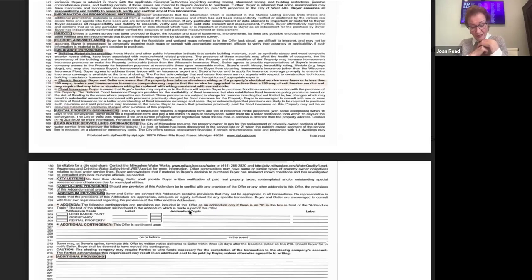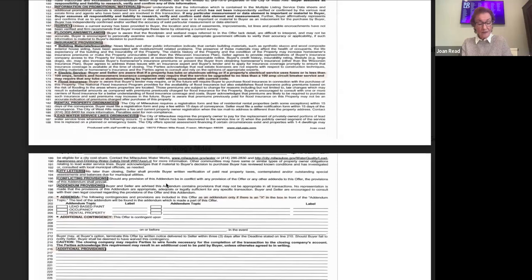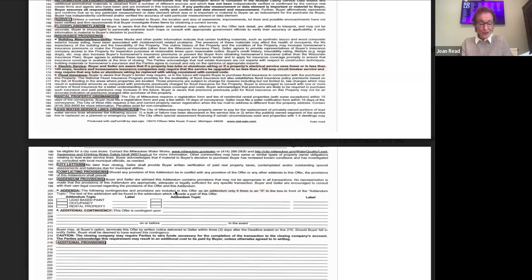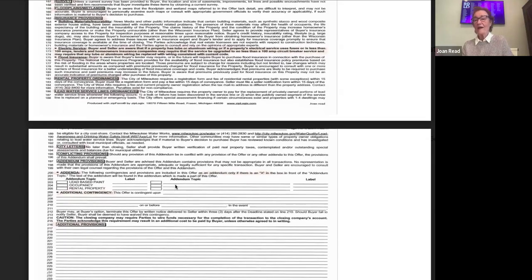Under floodplains and wetlands, buyer is aware that floodplain and wetland maps referred to in the offer lack detail, are difficult to interpret, and may not be accurate. Buyer is encouraged to personally examine such maps. Again, it's the buyer's responsibility, or consult with an appropriate government official to verify. Insurance provisions, make sure that you work with that. Electric service, flood insurance, rental property ordinances. These are all statements that make you and the buyer aware of what the responsibilities are.